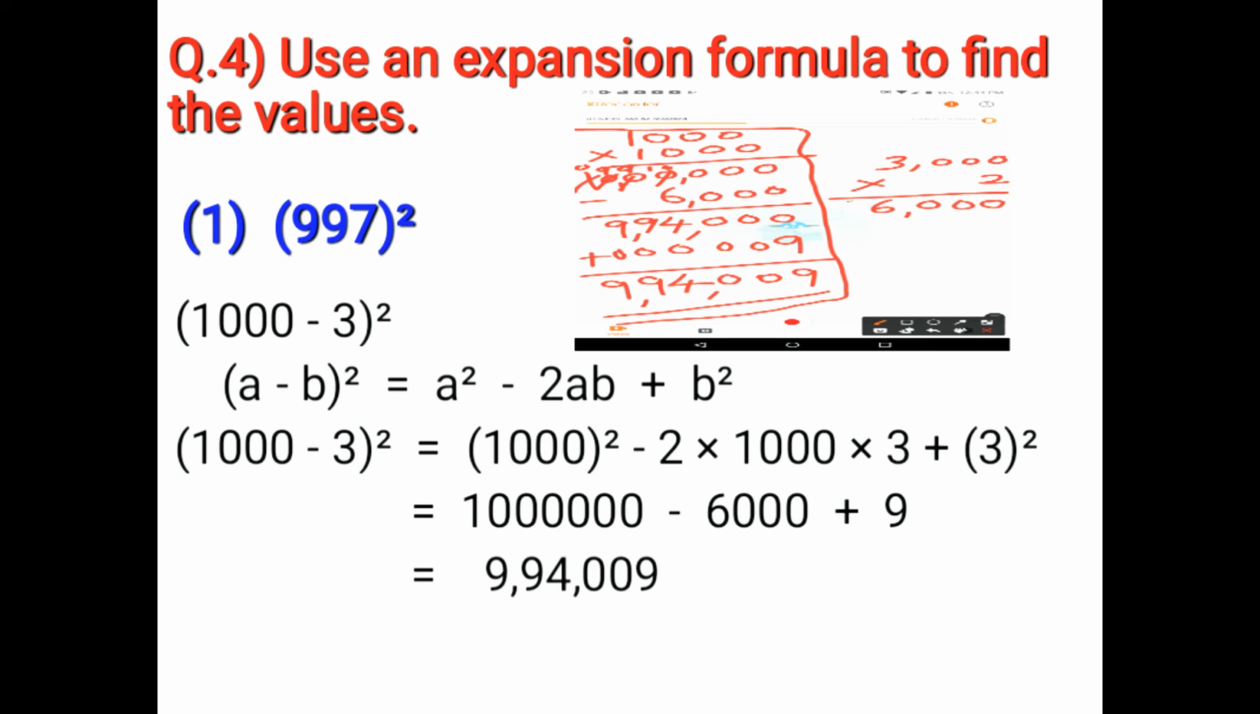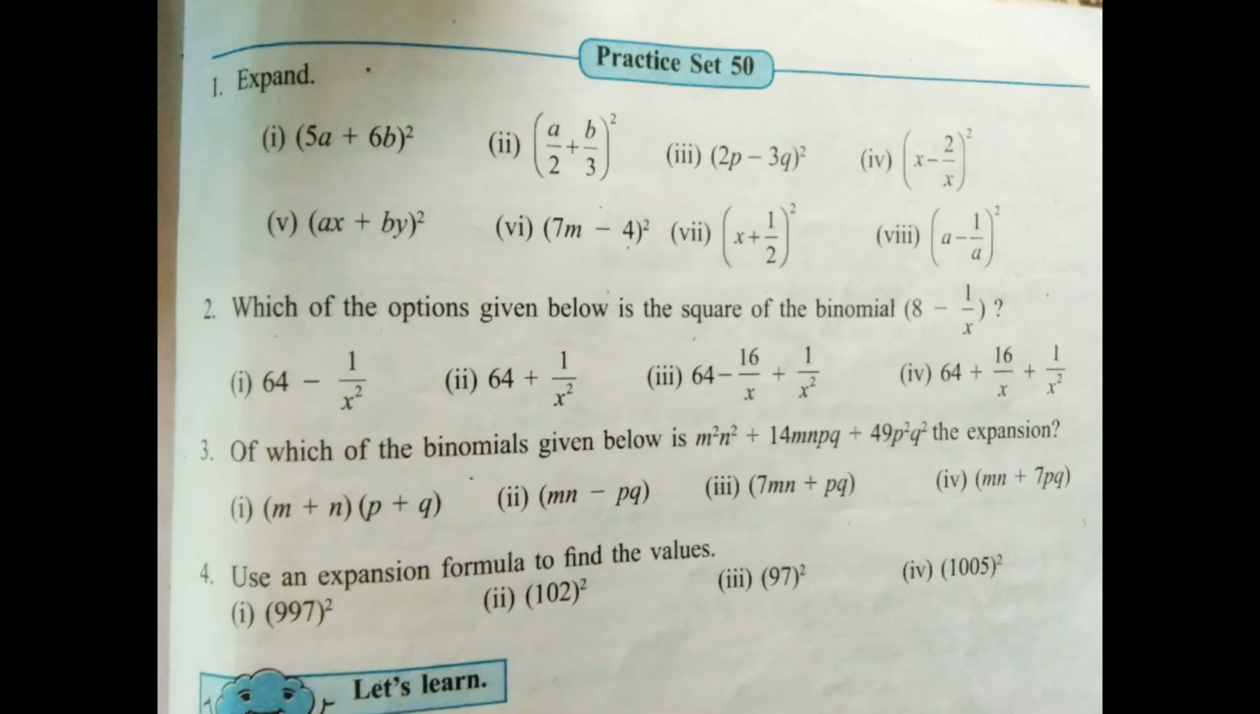Now we'll do the next one. The second one is 102 the whole square. Now check the unit place. Which number is there? The unit place is 2. So it is a number less than 5. If it is a number less than 5 or up to 5, you have to take the addition expansion form.